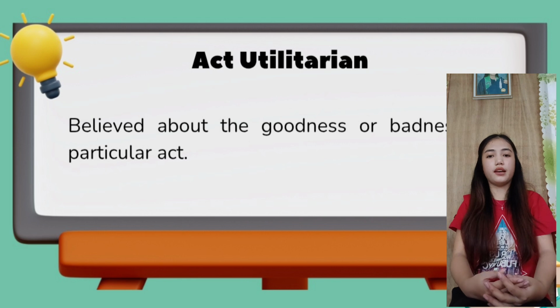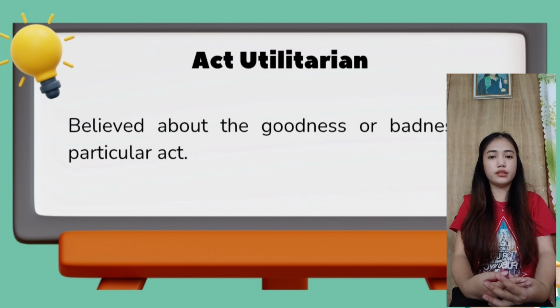For example, imagine you see someone drowning. There's no one else around and you don't know how to swim well, but you still try to save them even if it's risky. If your action could save a life, utilitarianism would say you did the right thing because it brings the greatest good in that moment.